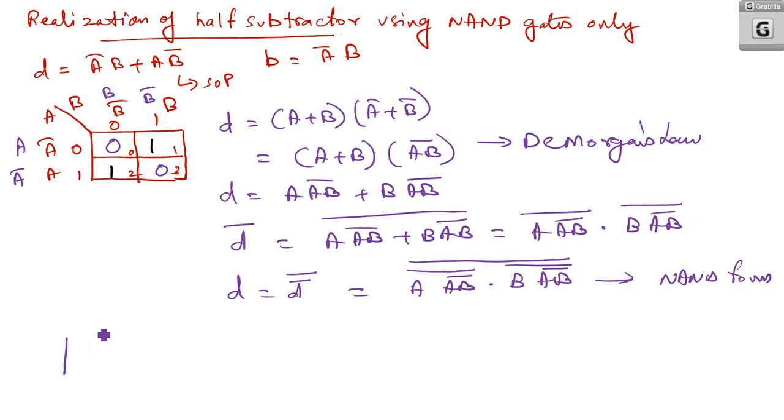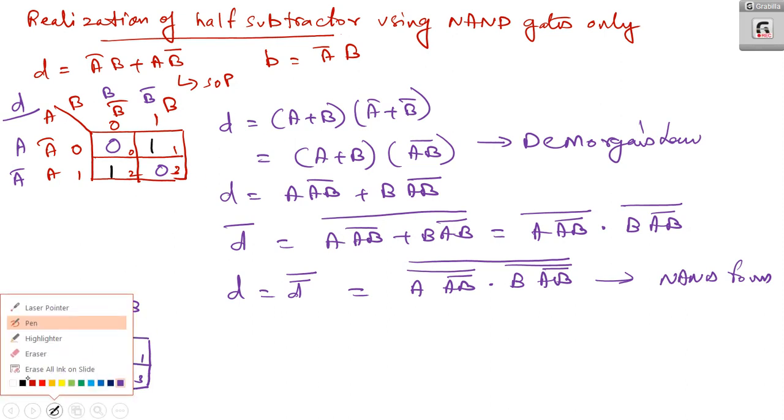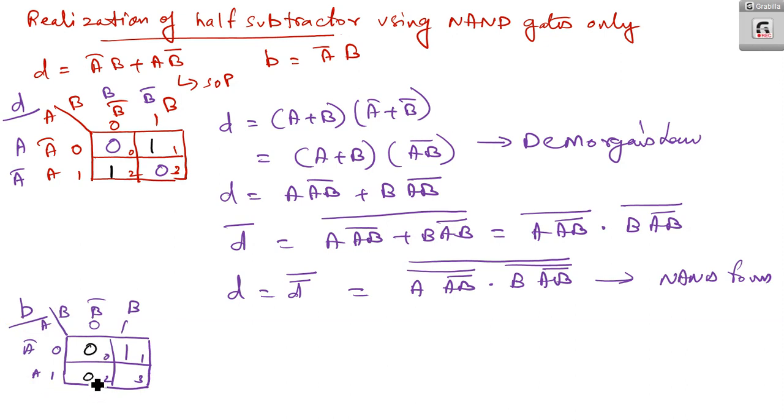So this is for difference. Now coming into borrow part. Okay. So I am drawing a two variable K map. So A B, 0 1, 0 1, A bar A B bar B. So 0 1 2 and 3. A bar B, so here we will get 1. All other values you are getting it as 0.